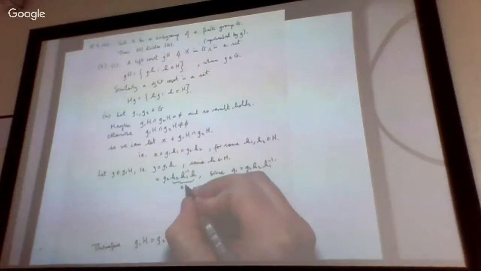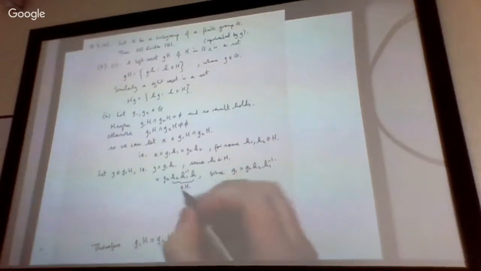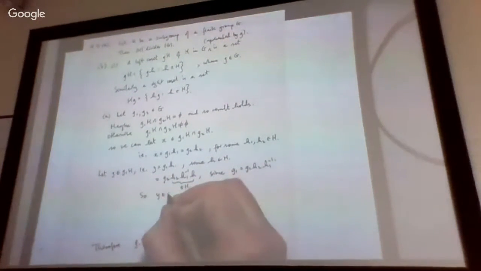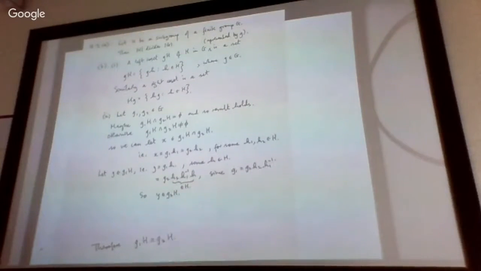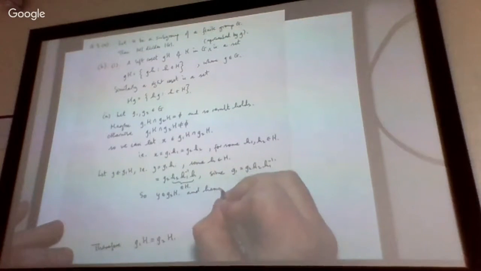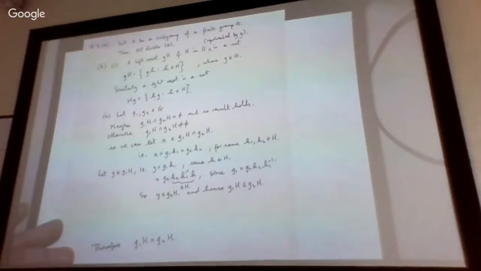this triple product, of course, is an element of H, since H is a subgroup. So Y is definitely an element of the left coset G2H. And there's nothing special about Y. Y was a general element, so it's now in here. And hence, we could say that the left coset G1H is contained in the left coset G2H.